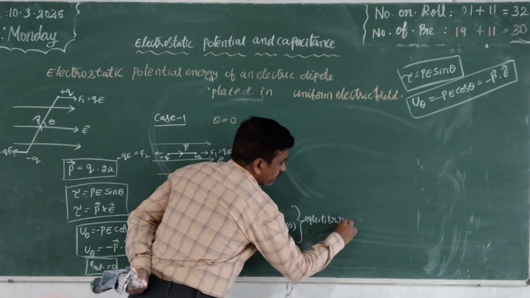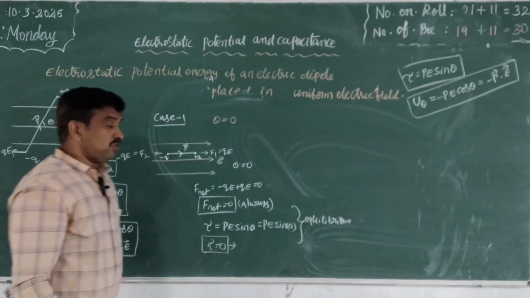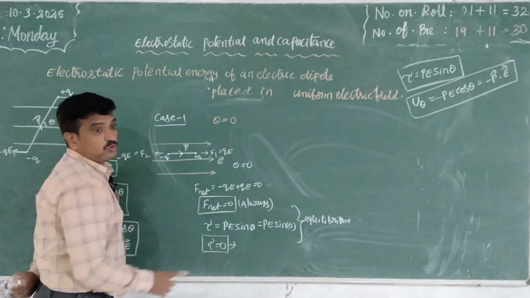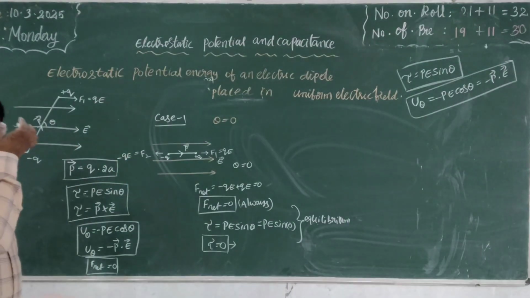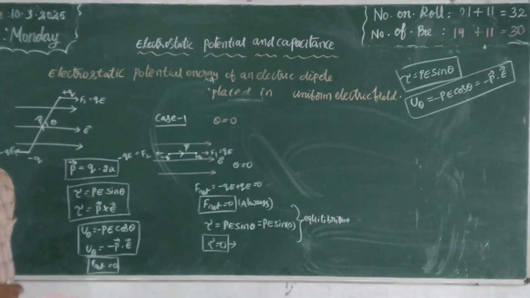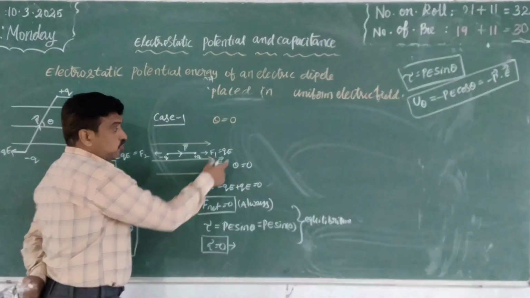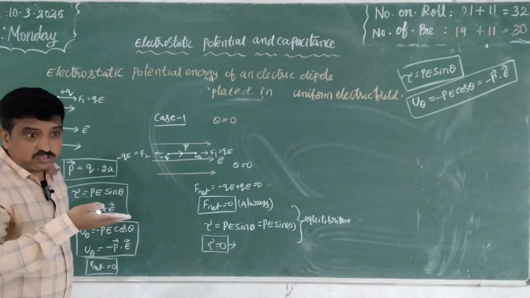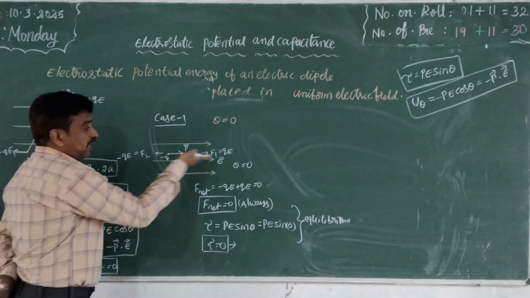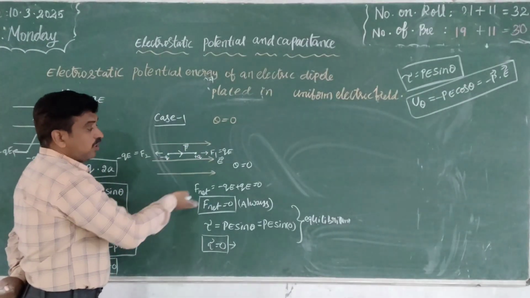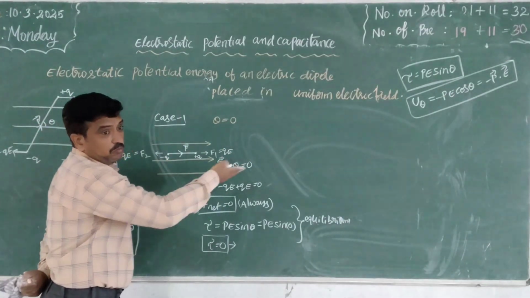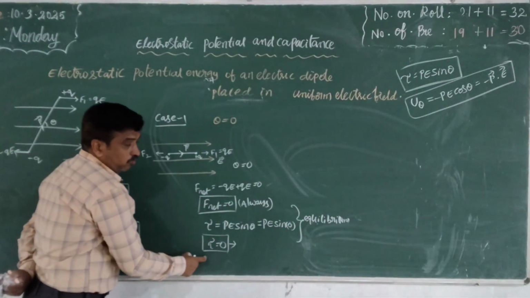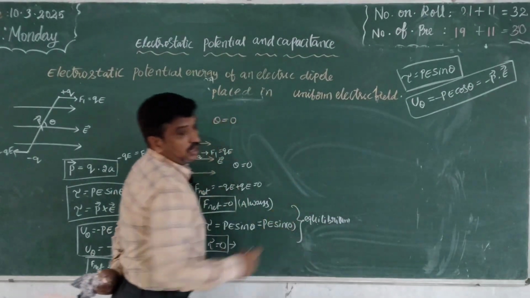Being in equilibrium means the torque and net force acting on the electric dipole are both 0. In that case, we can say the electric dipole is in equilibrium. Why is the torque 0? Two equal and opposite forces act on the electric dipole in the same line of action, so the torque is 0. So in this case, net force and torque are both 0, which means the electric dipole is in equilibrium.